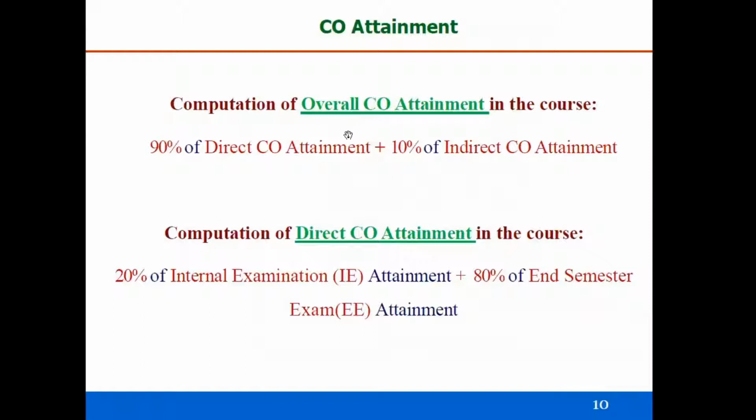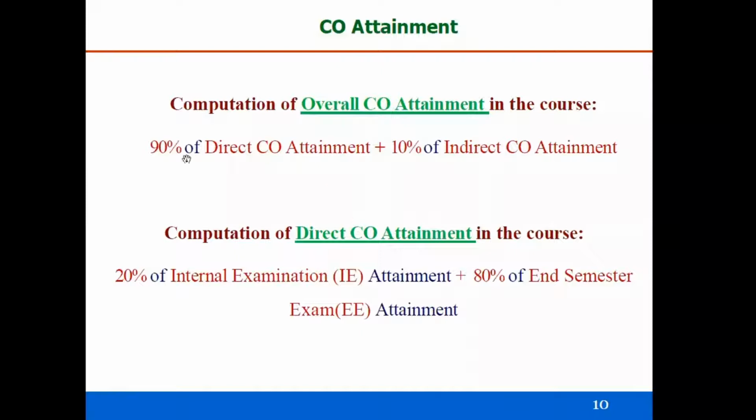Okay, now let us see the formulas for computation of overall CO attainment for a particular course. Overall CO attainment is 90% of direct CO attainment plus 10% of indirect CO attainment. So it is 0.9 into the direct CO attainment value for a particular CO, plus 0.1 into, that is 10%, the indirect CO attainment value for that CO. Like that, we have to calculate overall CO attainment.